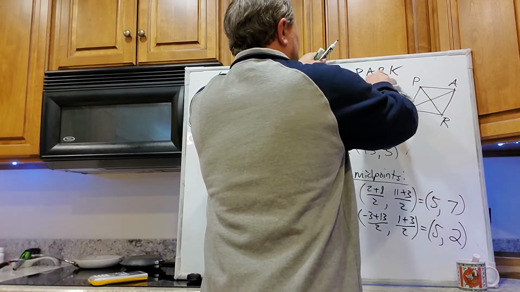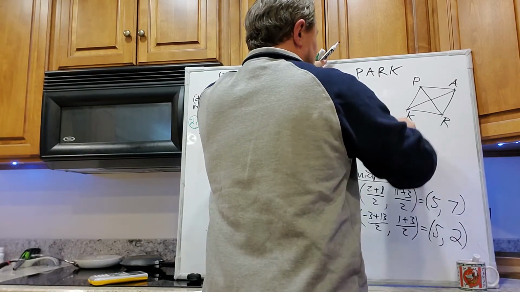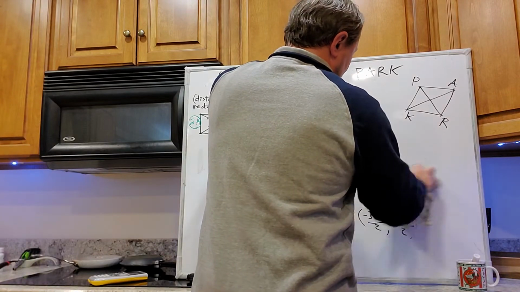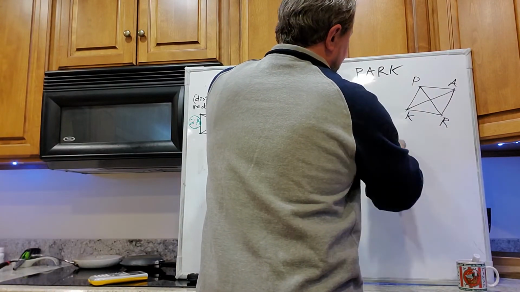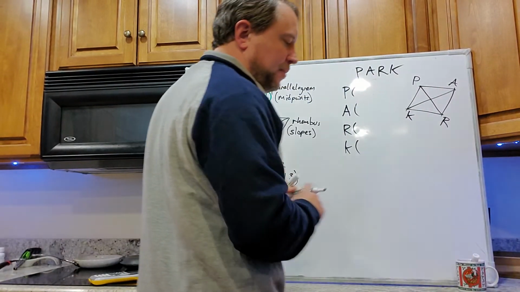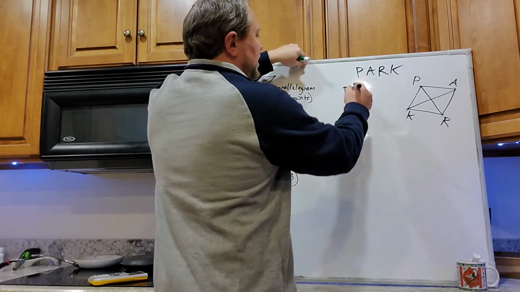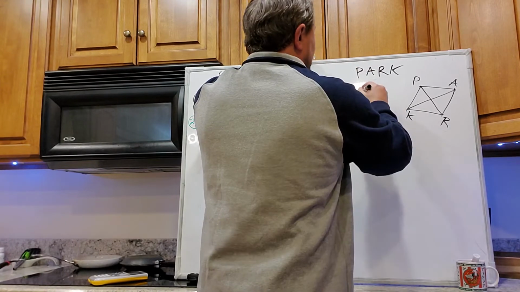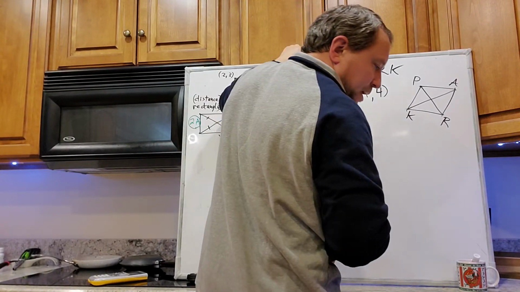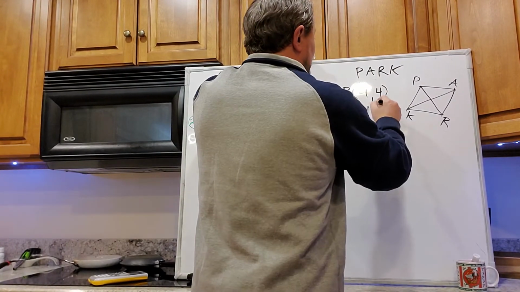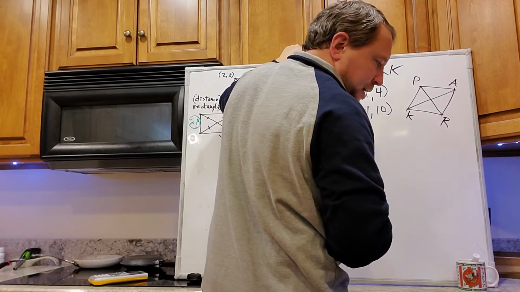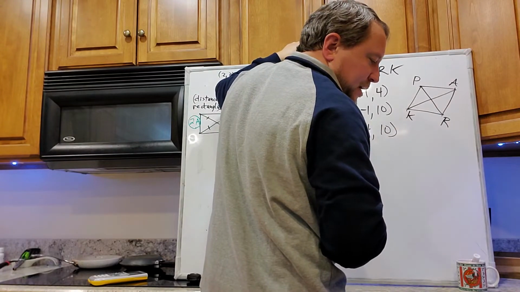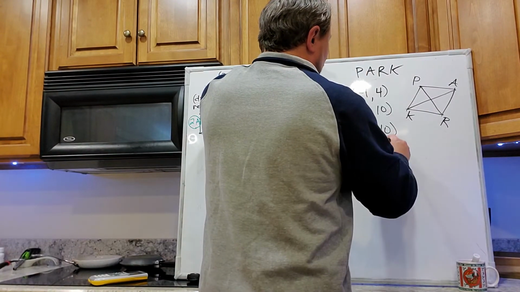Okay, let's try one more of those then, since that one went so fast. And I'll try to give you one that turns out to be a different shape this time. Let's say that P this time is given the coordinates of -1, 4. A is at -1, 10. R is at 14, 10. And K is at 14, 4.